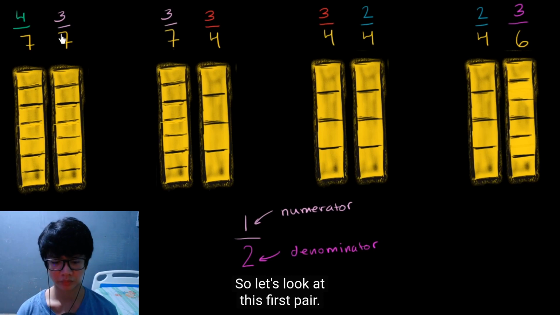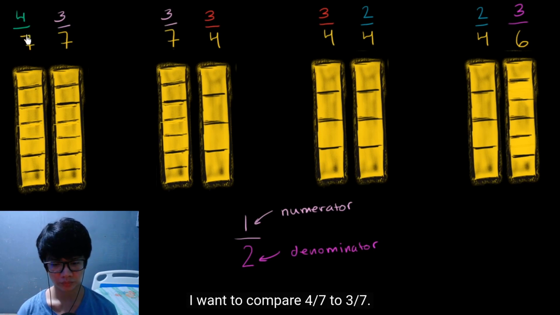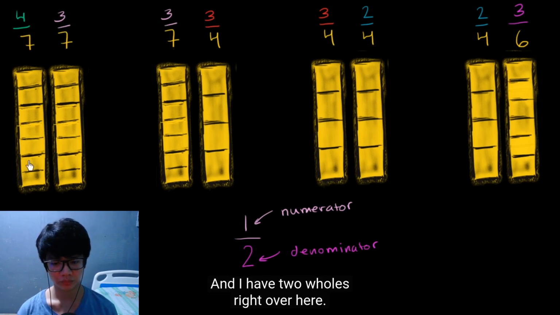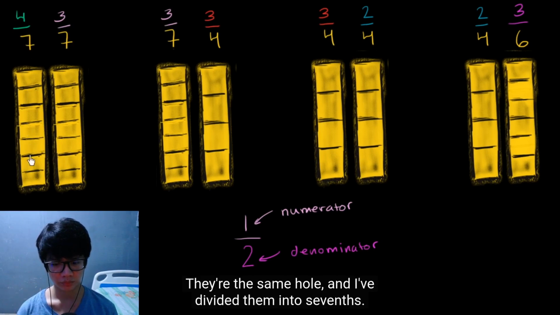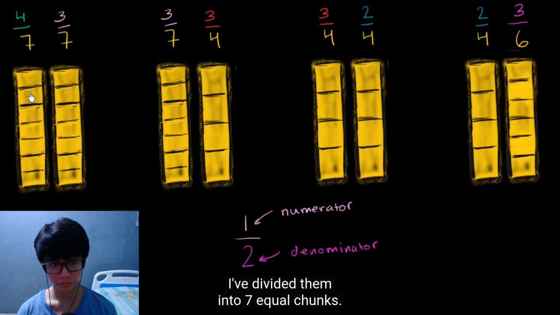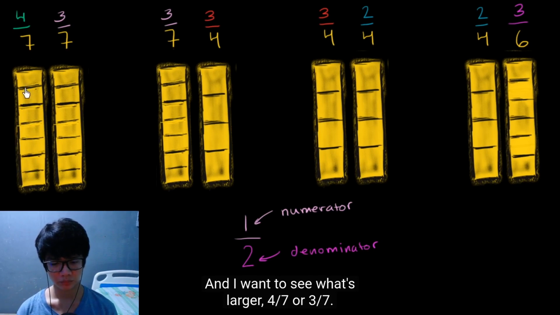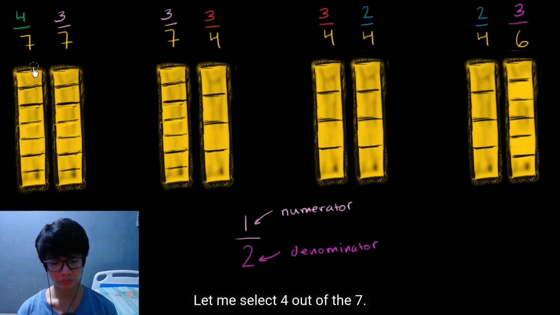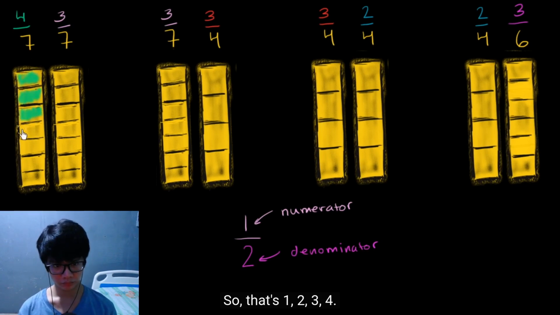So let's look at this first pair. I want to compare 4/7 to 3/7, and I have 2 wholes right over here. They're the same whole, and I've divided them into 7 equal chunks. And I want to see what's larger, 4/7 or 3/7. So what I can do is fill in 4/7. Let me select 4 out of the 7. So that's 1, 2, 3, 4.